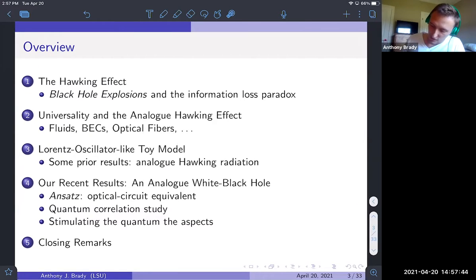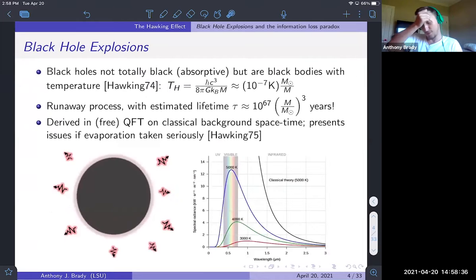Then I'll move on to say that, even though this was originally derived in the black hole context, it appears to be a universal effect, a general phenomenon that occurs in many other different systems, not just exotic black holes, but also in fluids, BECs, dielectric media, and so on and so forth. From there, we'll move on to a specific medium and a specific model of a medium. In particular, we'll study an optical analog using a toy model, which is a Lorentz oscillator type model for a dielectric medium. I'll discuss some prior results derived by others, which derived Hawking radiation in this medium for an analog black hole, and then go on to discuss our recent results about an analog white black hole and some interesting things there. Okay, so let me get into the meat of the talk and some serious business.